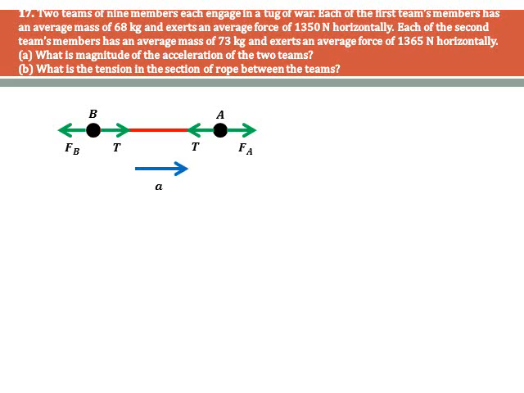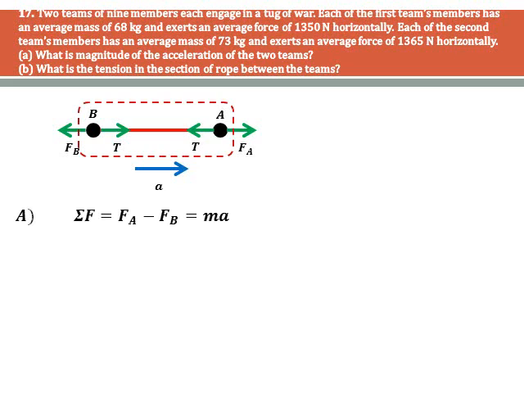Okay, we have an acceleration. Obviously, team A is going to have the direction of the acceleration because they're pulling with more force each. Each one's pulling with 1365, and team B is each pulling with a force of 1350 newtons. So obviously, this one over here is going to win the tug of war. All right, so we define our system. We're going to make the tension inside of our system, since we technically don't know what that is.